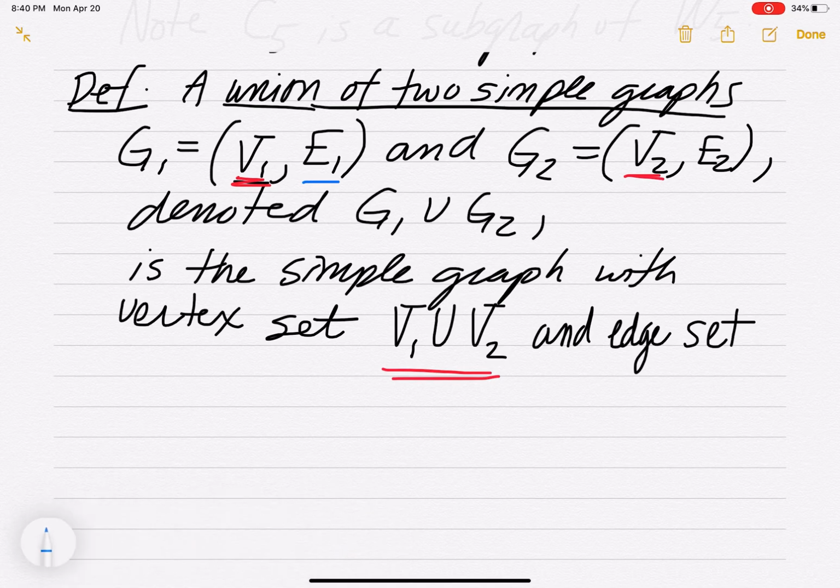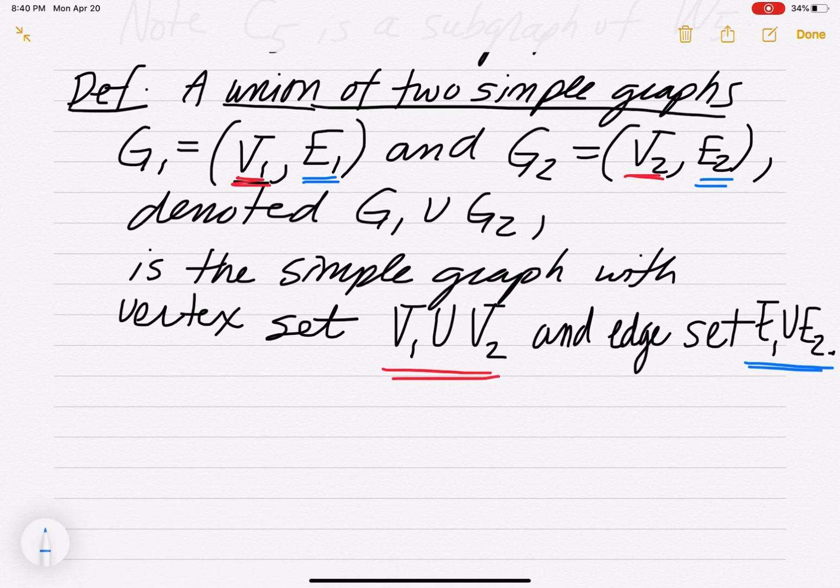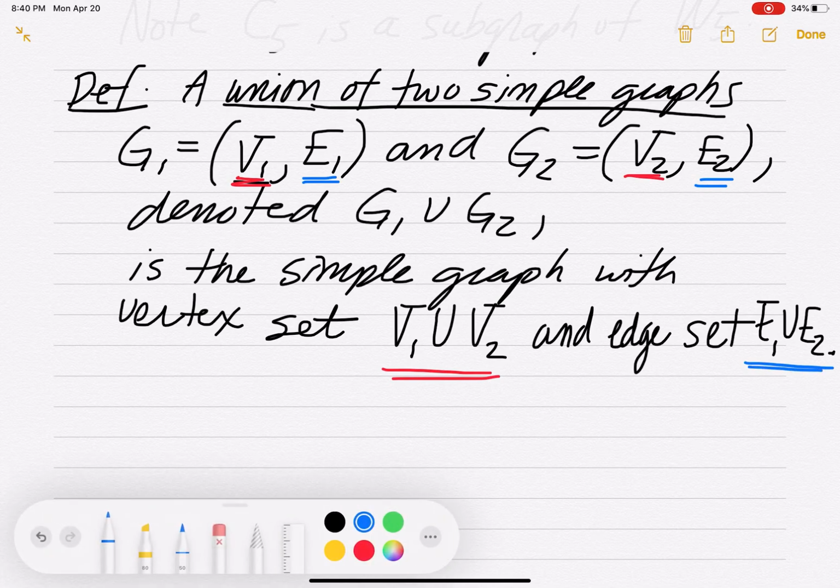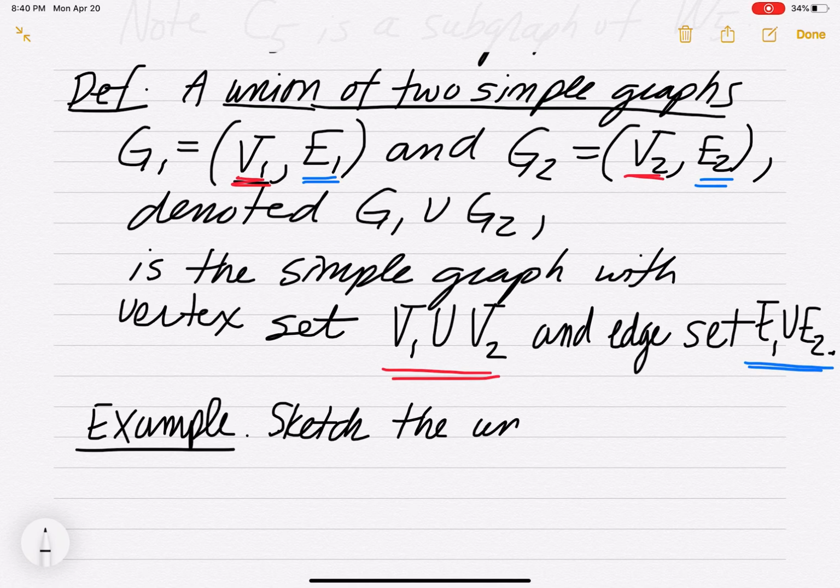Okay, so I'm going to take E1 and E2 and union those together. E1 union E2. Just put them together. Okay, so let's do a quick example of unioning two graphs together. Taking the union of two graphs. Sketch the union of G1 and G2.